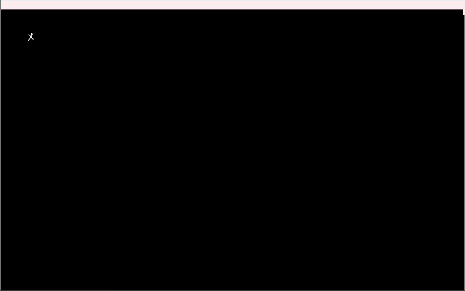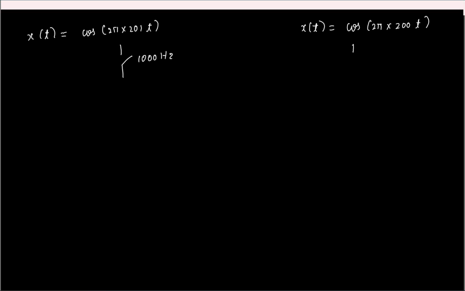So, okay, let's write the signal. In the first case where it worked, it was 201 times t. In the second case, where this approximation was not looking valid, the frequency was 200 hertz. Both of them were sampled at 1000 hertz. So why? 200 is a multiple of 1000, so why is it partial to multiples?